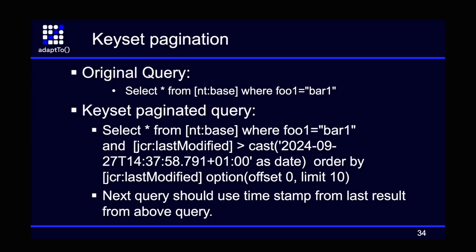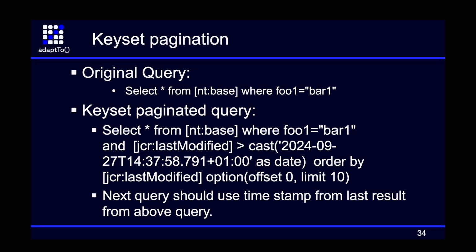Now, as soon as you get these 10 results and you want to go to the second page, the change you have to make in your query is to replace the timestamp here with the timestamp of the last element coming from your previous query. So it's basically a chaining which is happening. You get the first 10 results, then the next 10 results, and to get the next 10 results, you change your timestamp to go on.